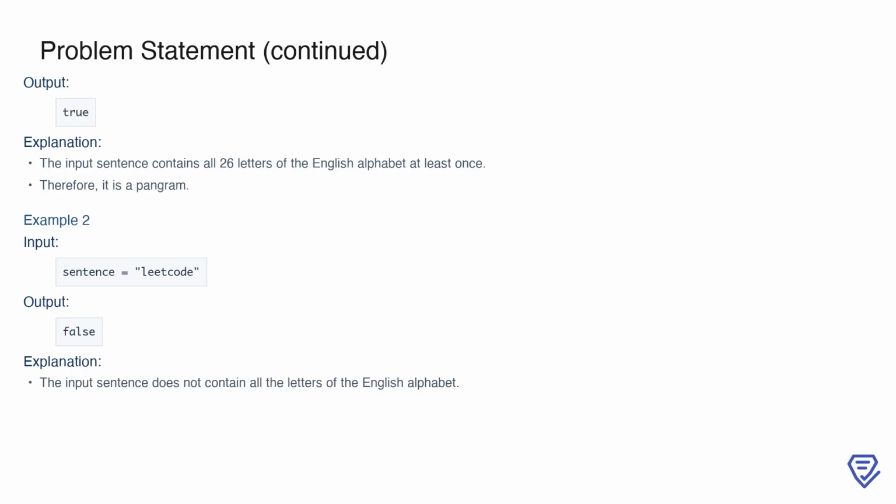Now, consider the second example. If the input string is LeetCode, you'll notice that it doesn't include all the letters of the alphabet. For instance, letters like B and F are missing, so this string is not a pangram. Here, the output is false.